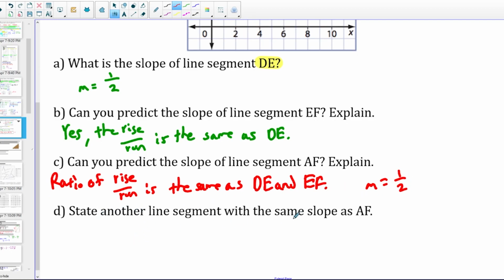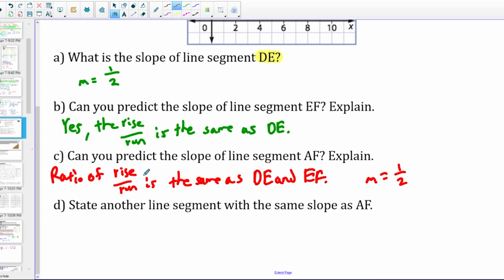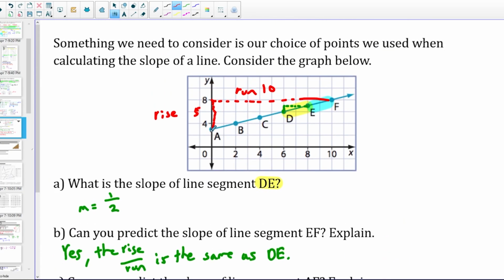Now for another line segment with the same slope as AF, we can really just look at any 2 points on the line. We've got AC, AD, we have BD, BE, etc. So we've got a lot of options for this question here. So the most important thing to realize is that if you were to pick any 2 points on a straight line, the slope will always be the same.